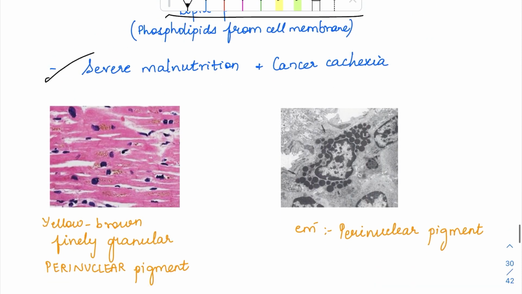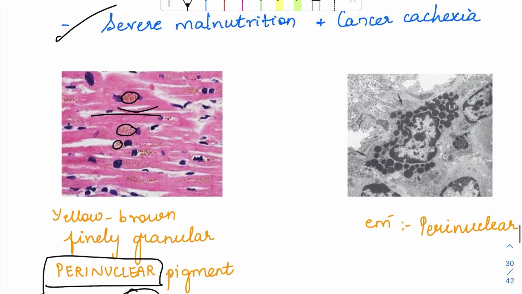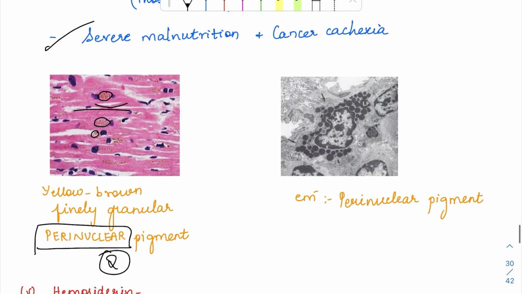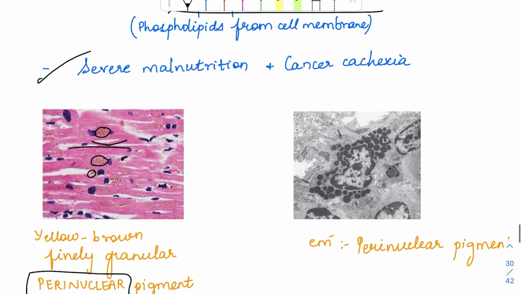They have a characteristic location in the cell. It is going to be a perinuclear pigment. So a perinuclear yellow-brown finely granular pigment, if they mention it in the history, they are talking about lipofuscin. So this is a cardiac myocyte. Can you see the connections between the cardiac myocytes? In the perinuclear location, you see this yellow-brown granular pigment, and this is nothing but lipochrome or lipofuscin, which is a result of lipid peroxidation due to free radical injury.